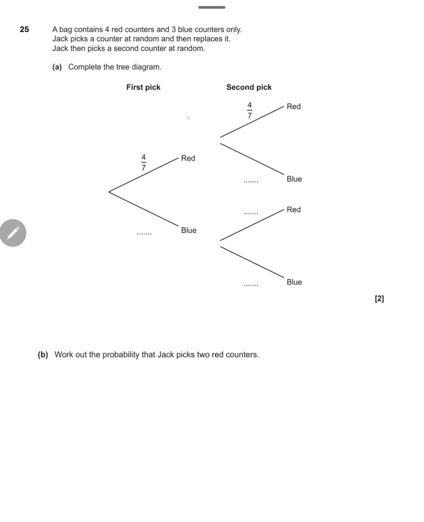Final question of this paper, guys. We've got a probability tree. Part of it's been filled in for you. We've got a bag containing 4 red counters and 3 blue counters. Someone's picking a counter and replacing it. That's good news. And then picking a second counter. First thing, filling the tree.